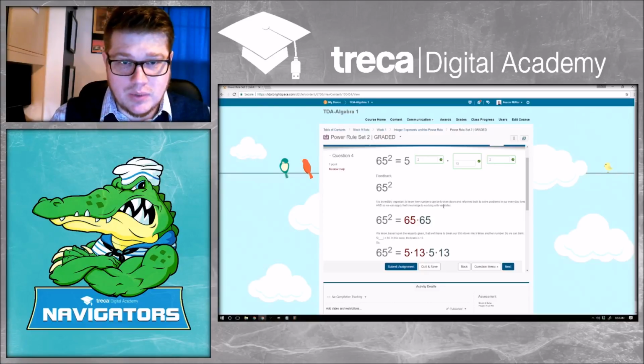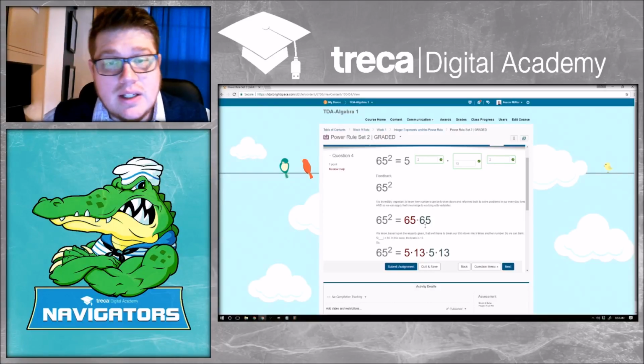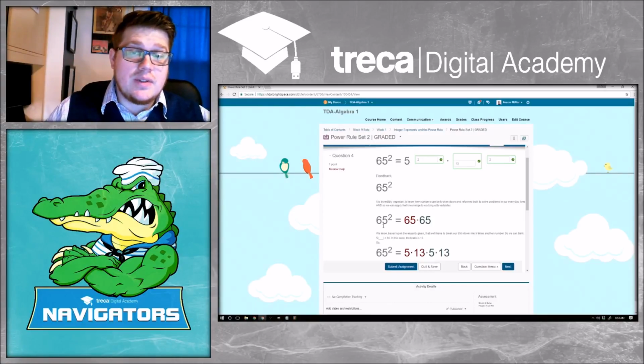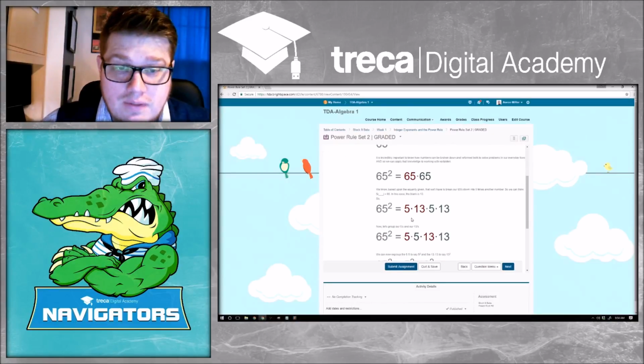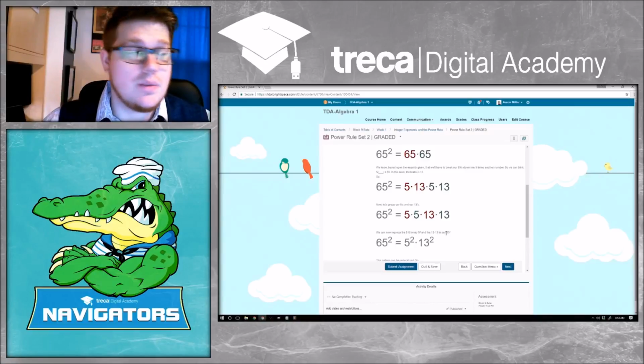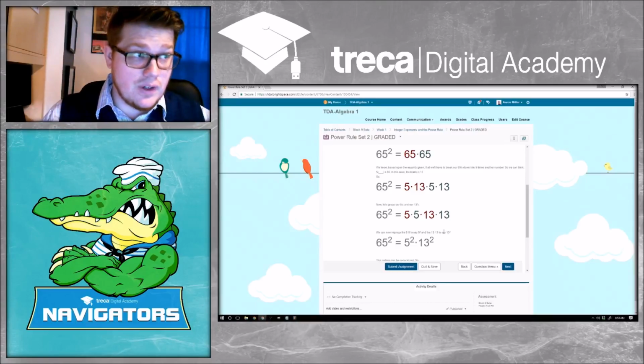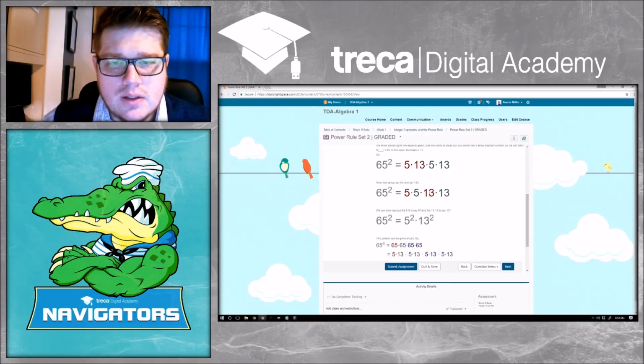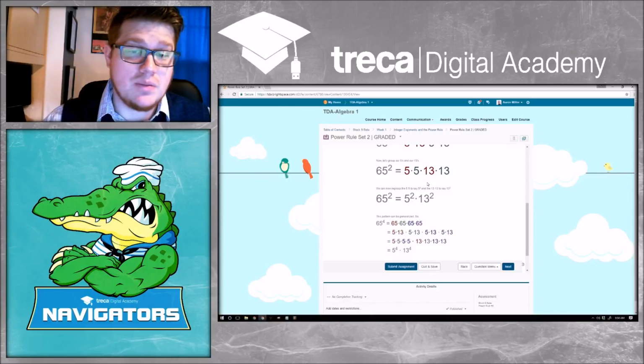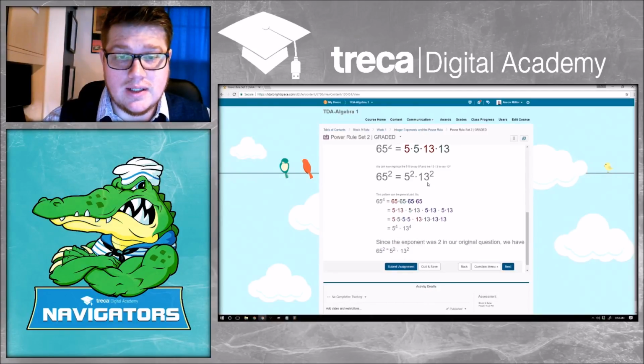Okay, it's incredibly important to know that numbers can be broken down. 65 times 65 is the same thing as 65 squared. 5 times 13 times 5 times 13. We can group them and we can put them back together, right? And that's not exactly how we did it. We built off the previous lesson. This gives us another very easy way of looking at it. And then it shows you what happens when we have more than 2.